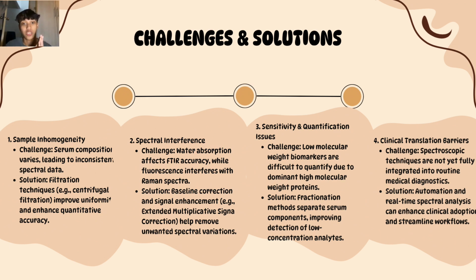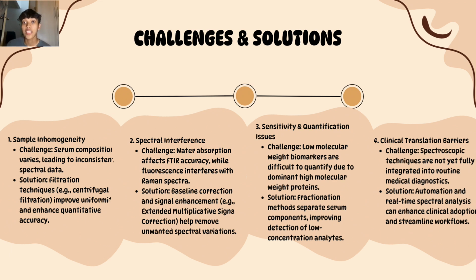The next one, spectral interference. Water and fluorescence can distort the spectra, so we use baseline correction and also signal enhancement techniques in order to remove these unwanted signals. Next one, sensitivity and quantification issues. It is difficult to detect low concentration markers due to dominant proteins, so we use fractionation to help isolate and detect them more easily.